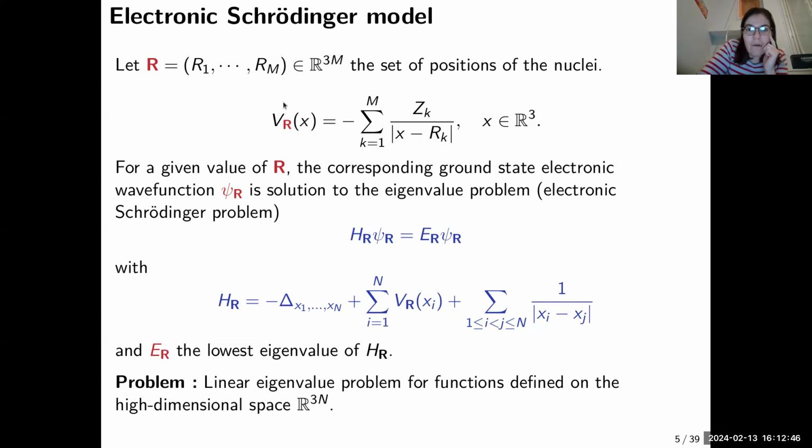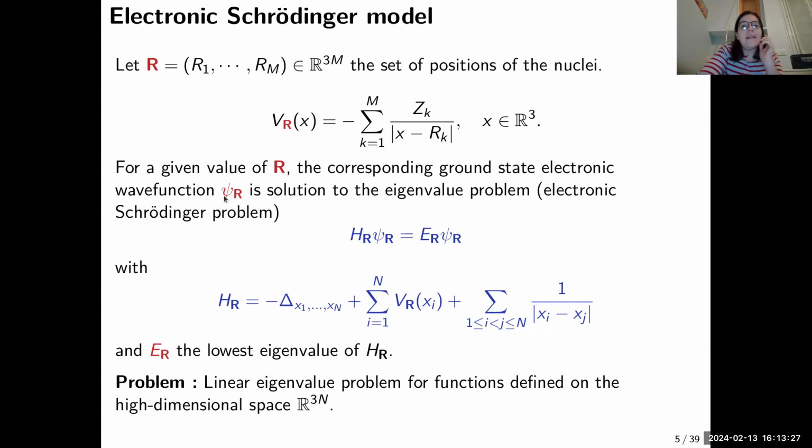Let me introduce V_R of x. So it's a function which depends on the positions of the different nuclei within the molecule, R, and which depends on one vector of R^3, x. And it's defined in the following way, and it's equal to the Coulombic potential generated by the nuclei into space. Okay, so you see here, Zk is the electronic charge of the kth nucleus, and Rk is the position of the kth nucleus. And you make the sum of all these Coulomb potentials over all the nuclei in the molecule. Okay, so keep that in mind.